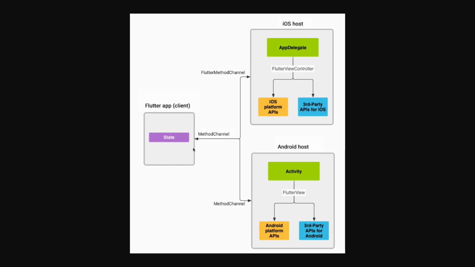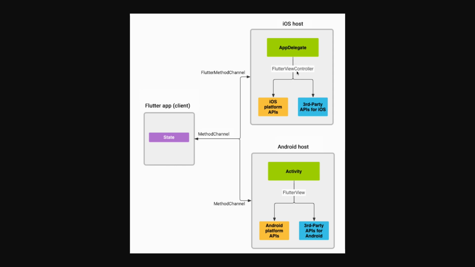Let's go through it. So first, the Flutter app will go via the method channel to the iOS and Android. In iOS we will use the app delegate, where you have the controller, and then you can use the iOS API to check, in our case for now, the battery level. But if you need to implement some third-party iOS APIs, you can integrate them with iOS, and then via the view controller you can make a function that combines between them.